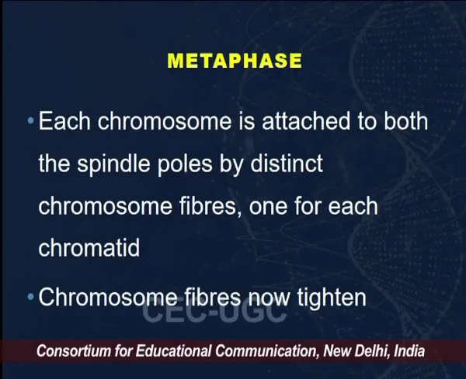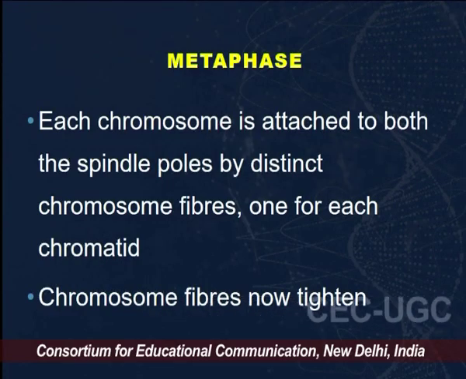The kinetochore is the central point where the chromatids are joined. Kinetochore fibers join to that particular kinetochore and lead to the movement of chromosomes. They guide the movement of the chromosomes to the different poles of the cell. Each chromosome is attached to both spindle poles by distinct chromosome fibers, one for each chromatid, and with time in metaphase the chromosome fibers tighten up.